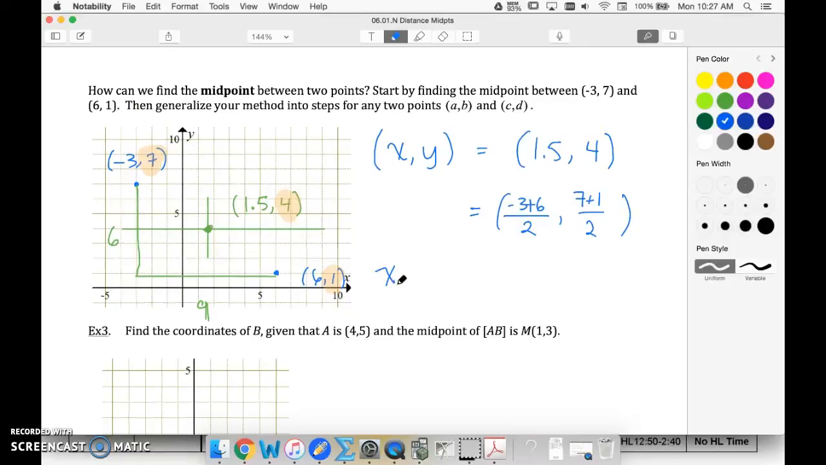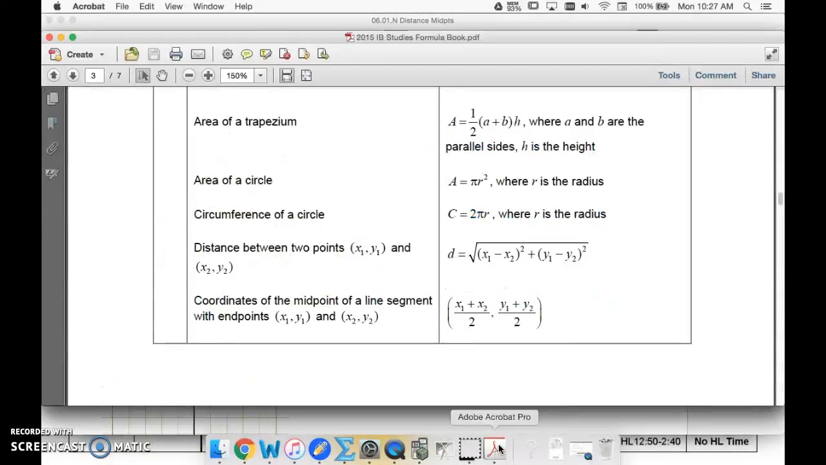So this tells me that in general, my midpoint can be found. So x of the midpoint, y of the midpoint, I can add my two x's. So if I have any 2 points, add the 2 x's, divide by 2, and add the 2 y values, and divide by 2.